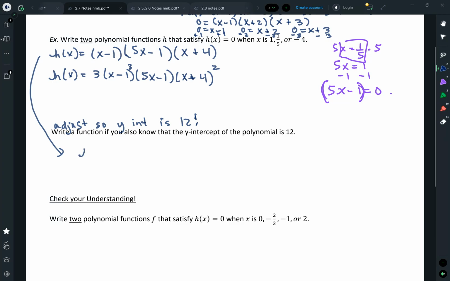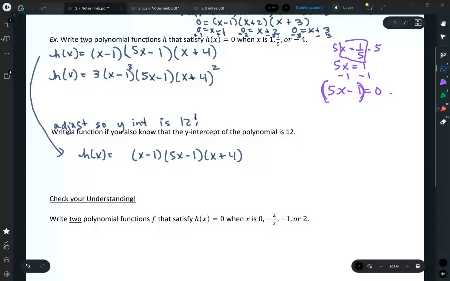So I'm going to write down h of x equals, and I've got x minus 1, I've got 5x minus 1, I've got x plus 4. So let's go ahead and look at the constant parts of that, the -1, the -1, and the 4. If I multiply those together, 1 times 1 times 4, I could ignore negatives. 2 negatives makes a positive, would give me a positive 4 right now as a y-intercept. But I want 12. So that means I need to multiply by 3.